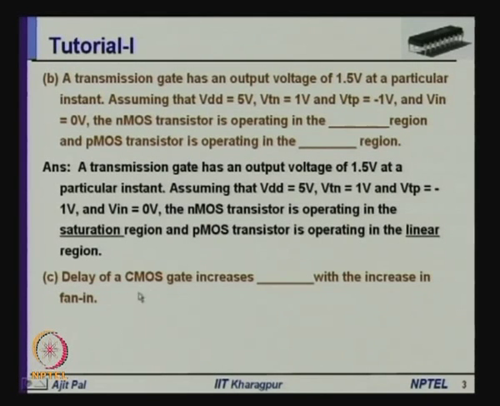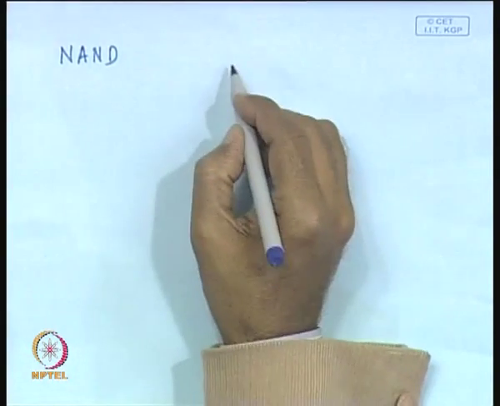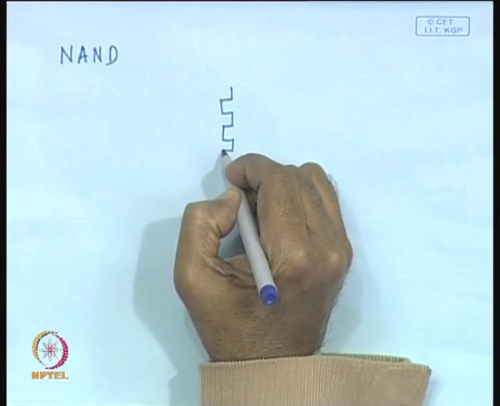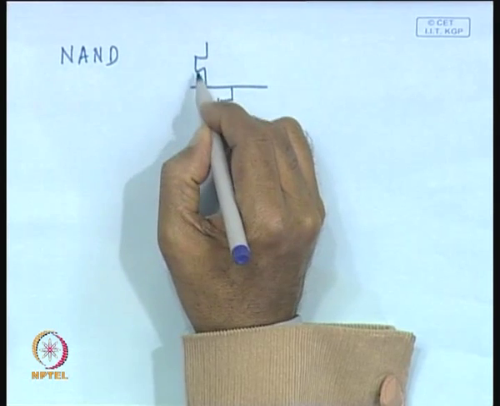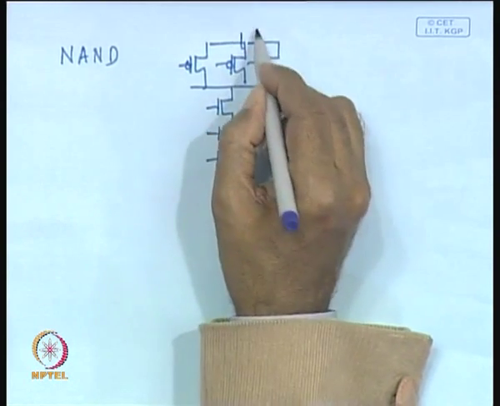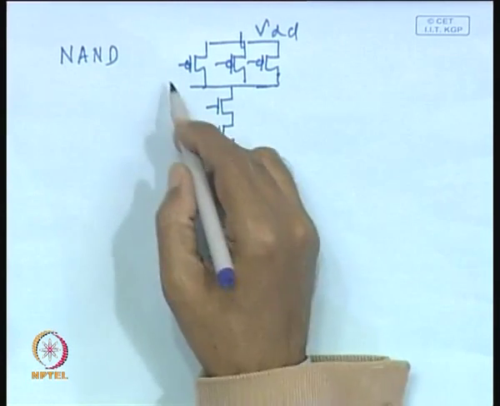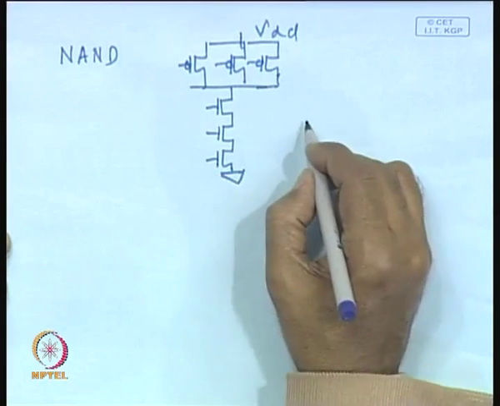Now, coming to the third question, delay in CMOS gate increases with the increase in fan in. So, how does the delay of a CMOS gate increase both for NOR and NAND? In case of NAND gate, as we know, we have the NMOS transistors in series. So here it is VDD. I have drawn a 3 input NAND gate. So, how does the delay increase in this case? Delay, as we know, is proportional to n if n is the input.